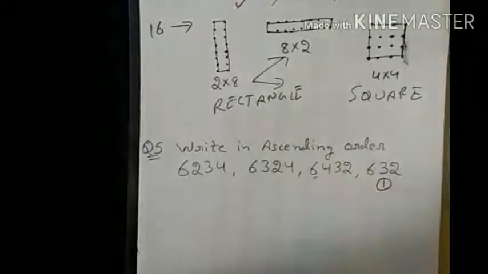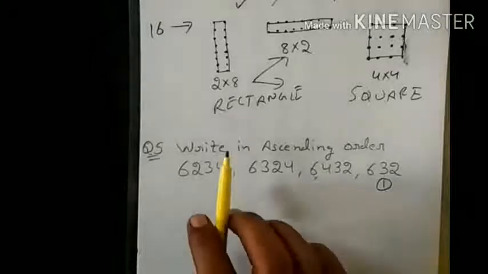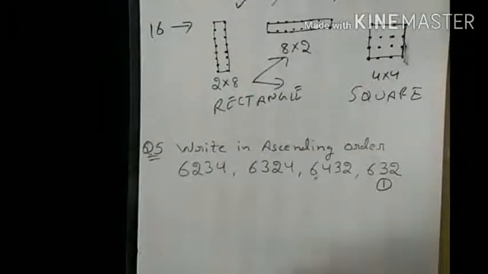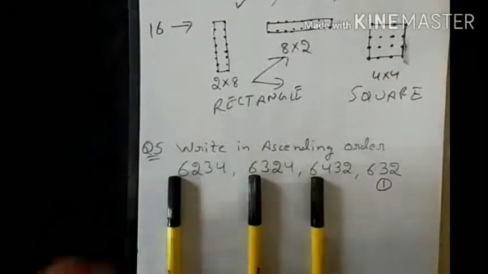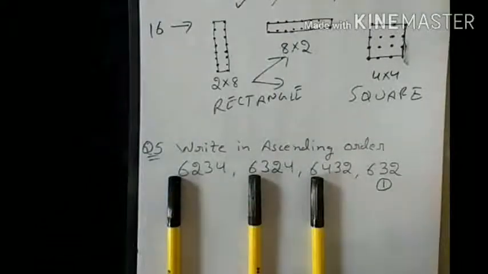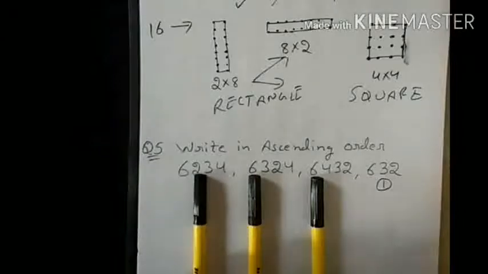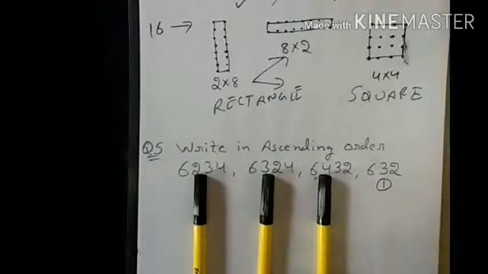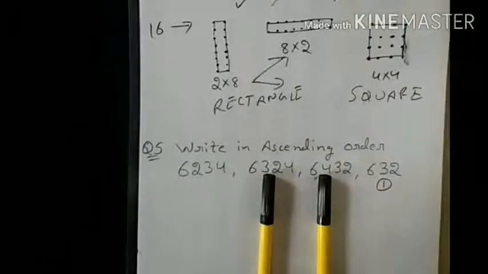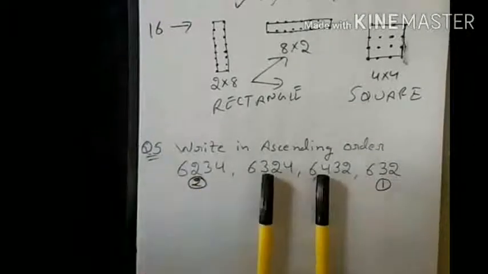Now after that the comparison has to be done among these three. So firstly I will start the comparison from the leftmost digit. You will see 6, 6 and 6 at the leftmost end. After that I will move on: this is 2, this is 3 and this is 4. So which is smallest? 2 is smallest. So this will be at the second place.